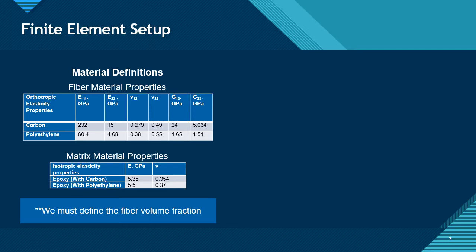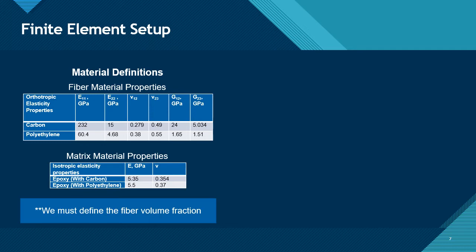And we have matrix material properties here. As we can see, two different epoxies will be used. One will be used for carbon, another one will be used for polyethylene. And as we have told earlier, the carbon and polyethylene fibers are both orthotropic, and the matrix materials here are isotropic. And we must define the fiber volume fraction.